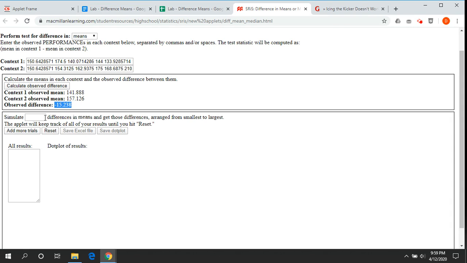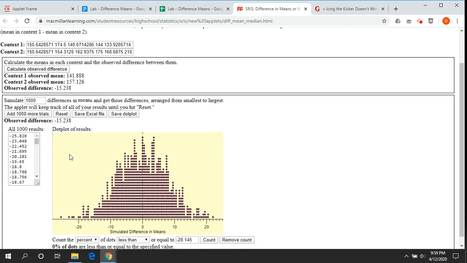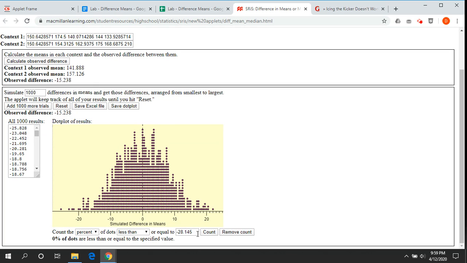The question is, is that a meaningful difference? So we go in here, we simulate 1,000 trials. Right, we're going to count how many are less than negative 15.238. And we see that it's only 2.4% of dots. So that's a meaningful difference.